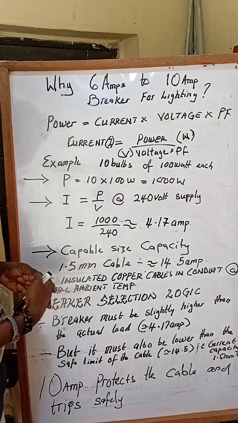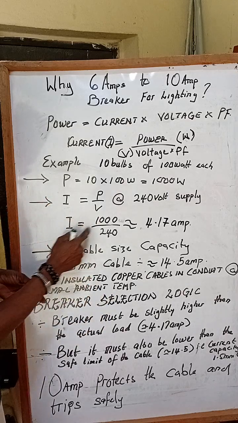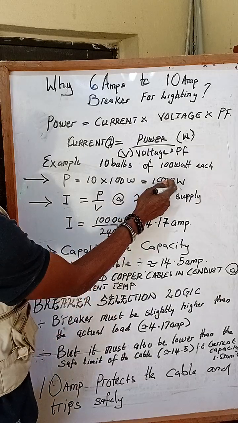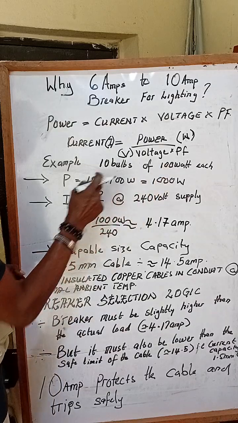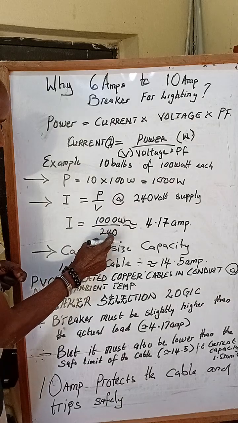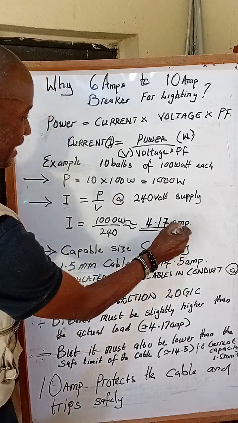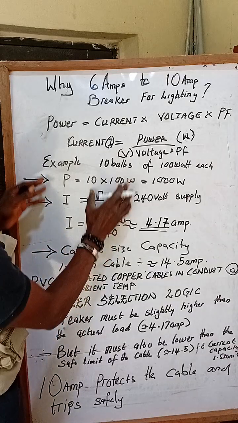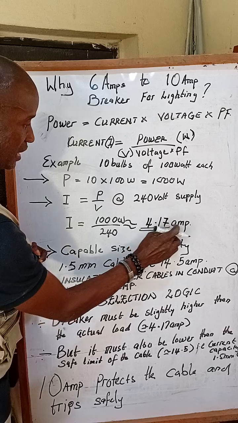That's 240 volts. So now to get the current, the current is equal to the 1000 watts that we calculated earlier, the number of bulbs times the wattage of the bulb. 1000 watts over 240 volts gives us 4.17 amps. So the current that is used for this 1000 watts is 4.17 amps.